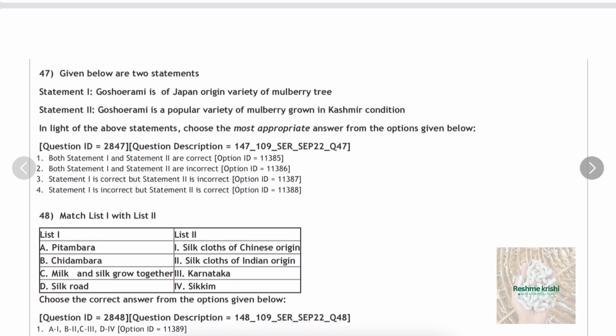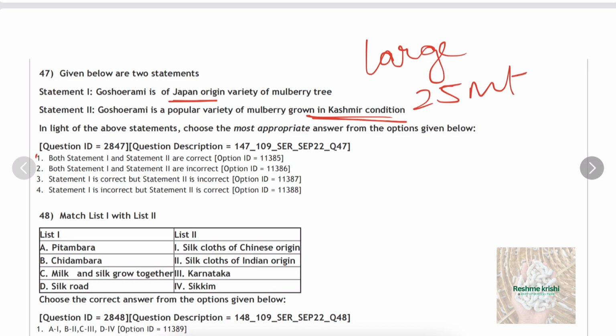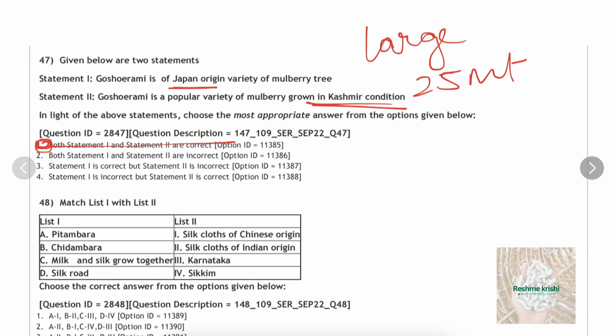Gosharami in Japan, an origin variety of mulberry tree. Gosharami is a popular variety of mulberry grown in Kashmir conditions. Yes, this is also very much true. It was brought from Japan, and it is like a tall-growing avenue tree. It has a good look also, and it has a proper large leaf which can give up to 25 metric tons per year. It is very famous in Kashmir, and it is the most grown, I think, if I am not wrong. So both statement 1 and statement 2 are correct.